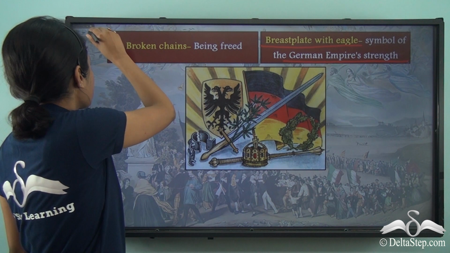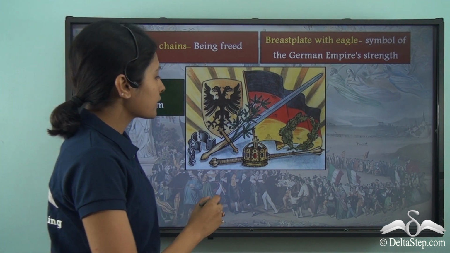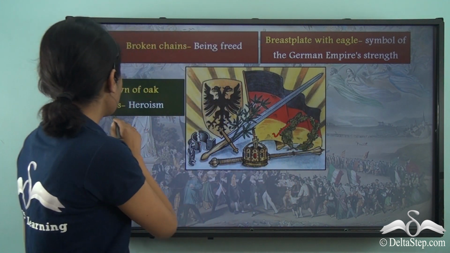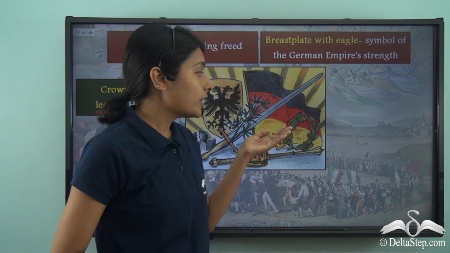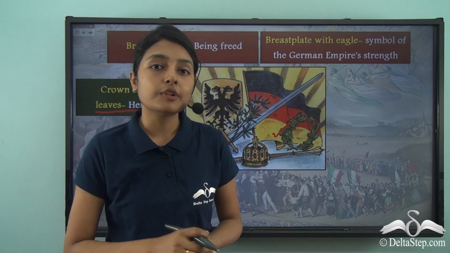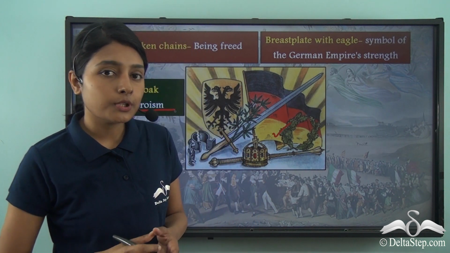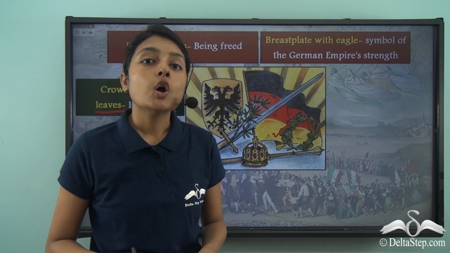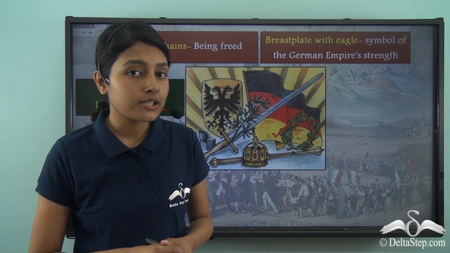Then there is the crown of oak that stands for heroism. So oak leaves are used as a symbol for heroism in Germany, and Germania wears a crown of oak leaves.